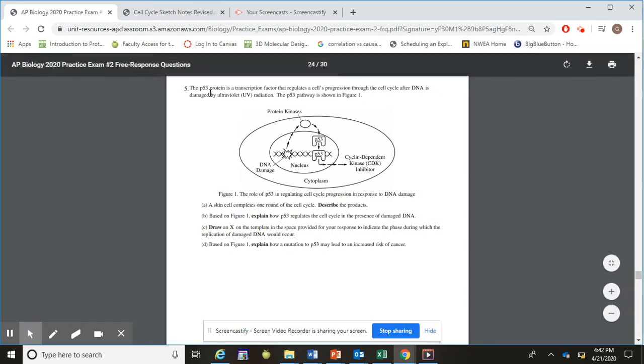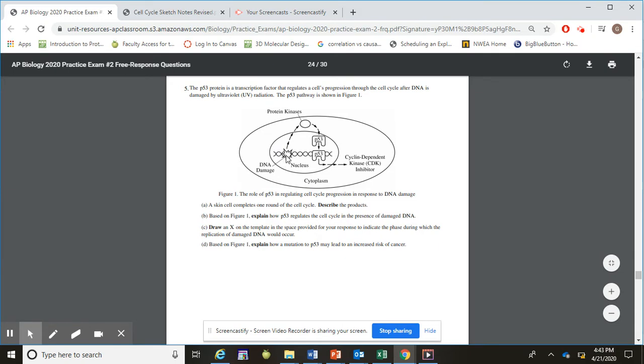Okay. The p53 protein is a transcription factor that regulates the cell's progression through the cell cycle after DNA is damaged by UV radiation. The p53 pathway is shown in figure 1. All right, so we look here, we see our DNA damage is here. And after the DNA damage, the arrows are pointing to this protein kinase that's going to interact with p53. And this p53 is going to go inhibit cyclin-dependent kinases. So that's kind of what we're looking at here.